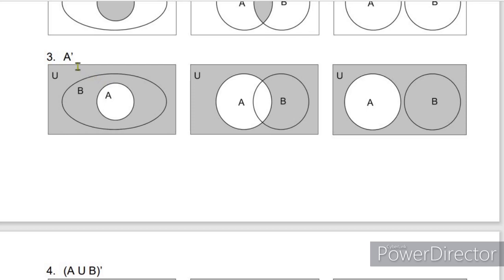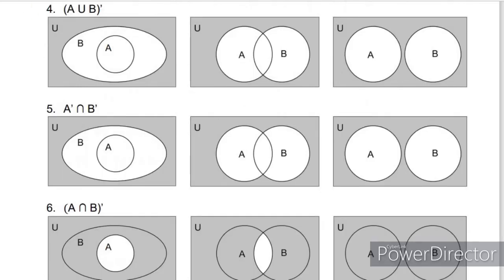Next, number 3, complement A or A complement. So we will just shade all the areas that are not in set A. Next, number 4, the complement of the quantity A union B. Here, we will just distribute the complement sign. So we will now get the intersection of all the elements that are not in A and all the elements that are not in B. That's why for the Venn diagram, we shade all the elements outside set A and B. Next, number 5, we get the intersection of all the elements that are not in A because it is complement, as well as with B complement. So number 5 is just the same as number 4.